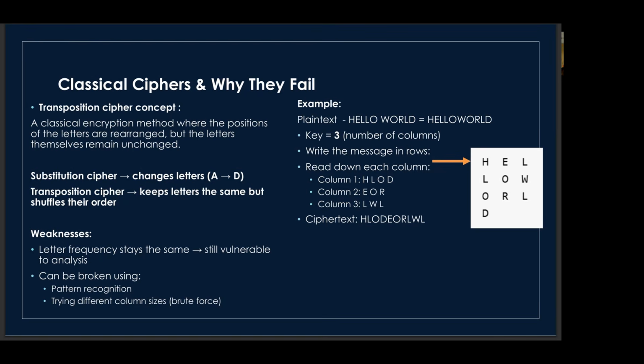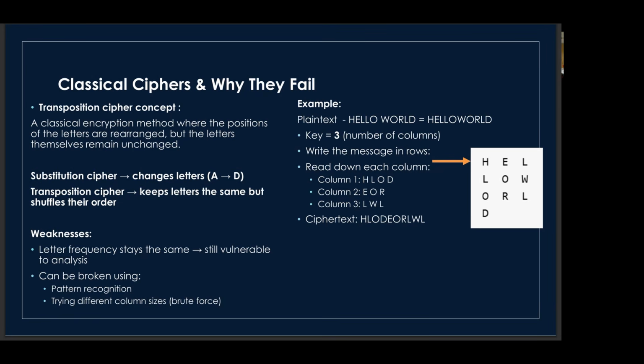How do you do that? Example: key number 3 columns, we write the message in rows, 3 columns, HELLO WORLD. Meaning, it will be like this. They are using the columns. Column 1: HLOD, column 2: EOR, and then column 3: LW. So the transposition ciphertext will become HLOD, EOR, LW. So, this is the transposition.